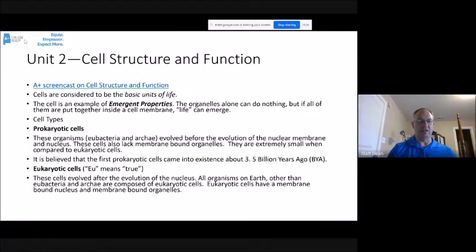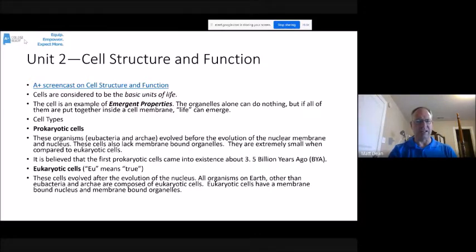So prokaryotic cells, the only organisms on Earth that have those today are your true bacteria, your regular bacteria, and your archaea. Used to be called archaea bacteria. We think they evolved before the evolution of the nuclear membrane, and therefore the nucleus. They have DNA. It just floats around inside the cytoplasm or cytosol. It's not enclosed in a membrane. They also don't have any of the membrane-bound organelles, for example, like lysosomes or mitochondria, chloroplast, Golgi bodies. They're missing all those membrane-bound structures.